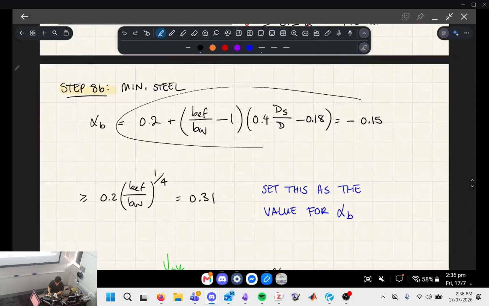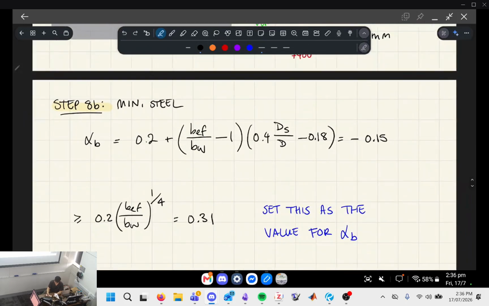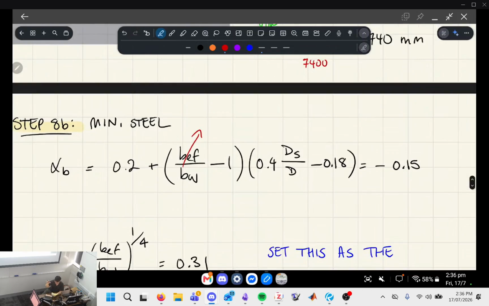And so here's that formula that I nabbed from that cookbook. And we're just going to plug everything in, okay? So BEF is the T-beam's flange width, so 1950. BW is the web's width, so 350. DS is the depth of the slab. D is the overall depth, okay? And if you compute all of that, you get negative 0.15, okay?